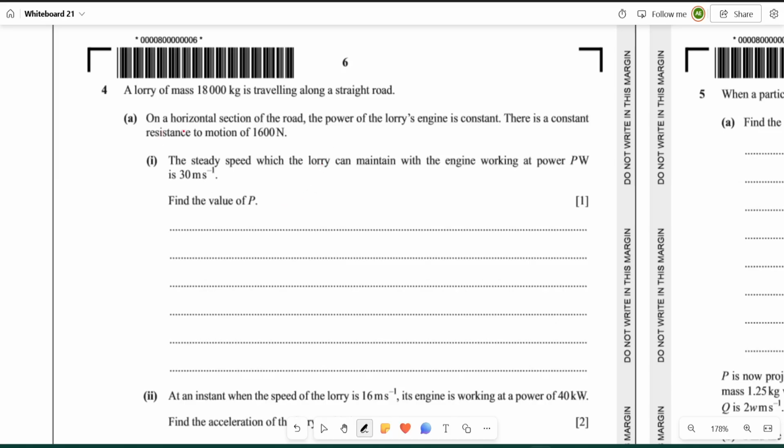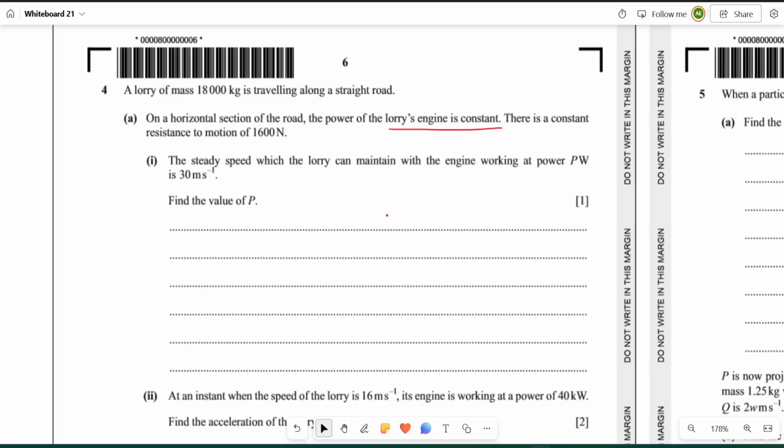It says on a horizontal section of the road, the power of the lorry's engine is constant. There is a constant resistance to motion, 1,600. The steady speed which the lorry can maintain with the engine working at the same power is 30. Find the value of P. We want to find the value of the power.